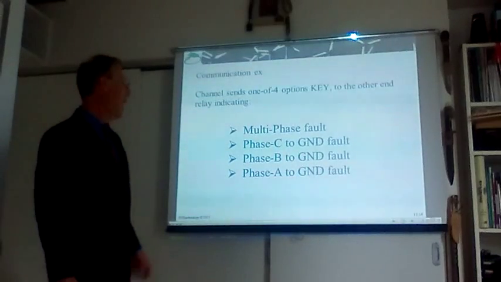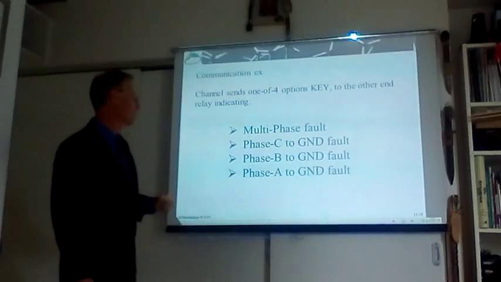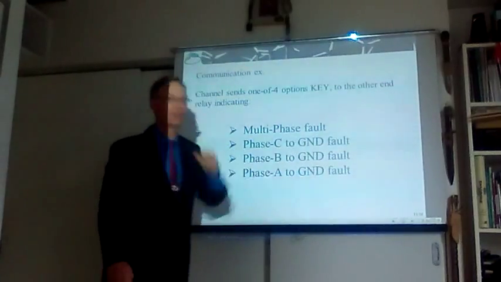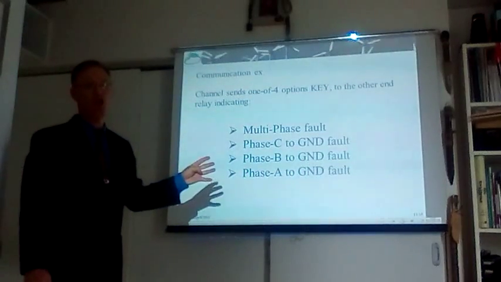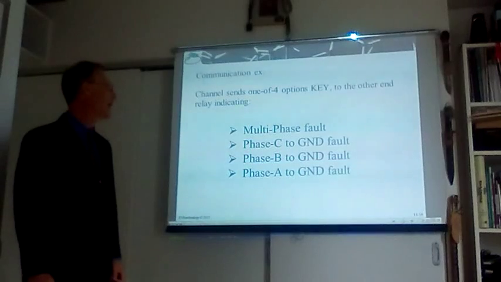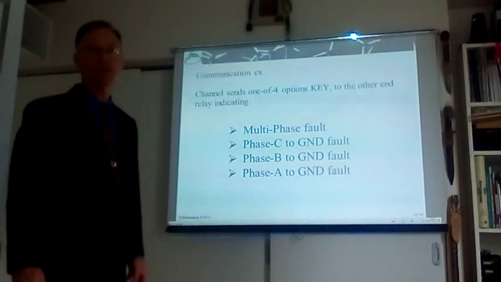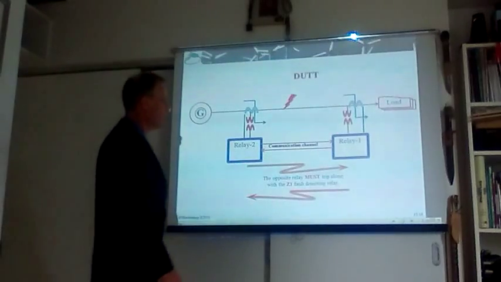The possible faults are multi-phase faults, or phase A, B, or C touching ground. So there are 4 different possibilities of a fault on a transmission line when it comes to current increase and decrease, fall of the impedance.